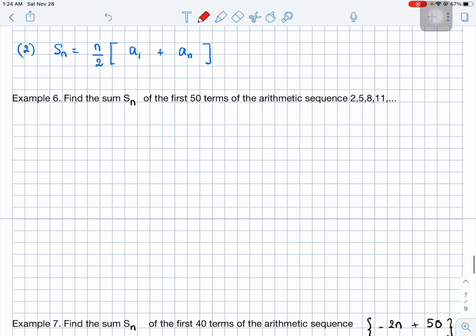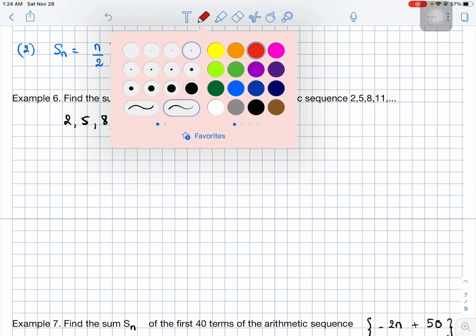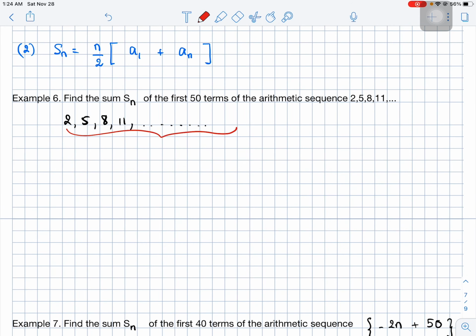In example number 6, we want to find Sn, the sum of the first 50 terms of the arithmetic sequence. The meaning of this problem is that you continue to list this arithmetic sequence until 50 terms, and then you add them all together. When we add them all together, that means 2 plus 5 plus 8 plus 11 and so on, we will get S of 50.